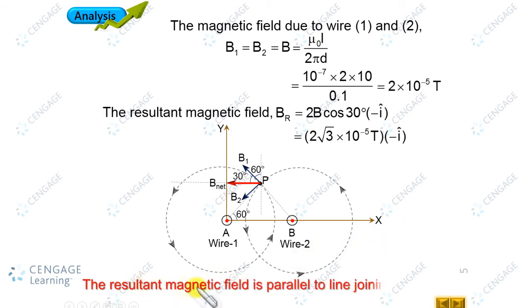So we can say the resultant magnetic field is parallel to the line joining two wires. If we have taken this current as cross and cross, the direction of the magnetic field should be in the rightward direction, the positive x direction, and magnitude should be same. Okay. So this is the case when current in both wires is in the same direction.